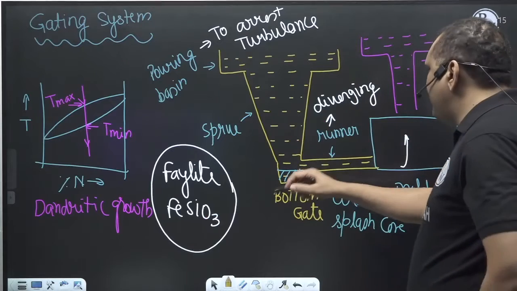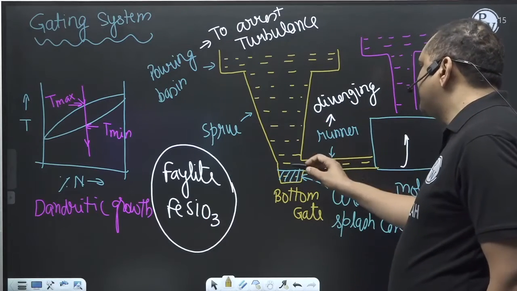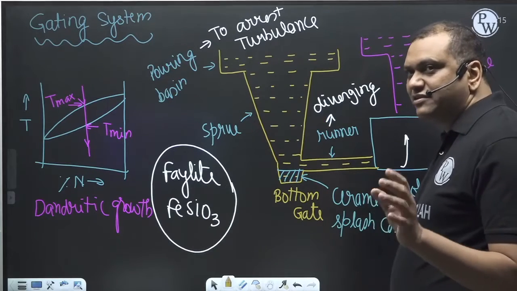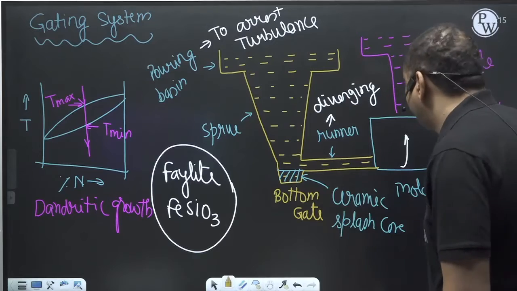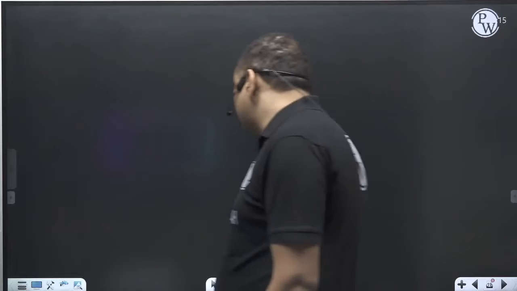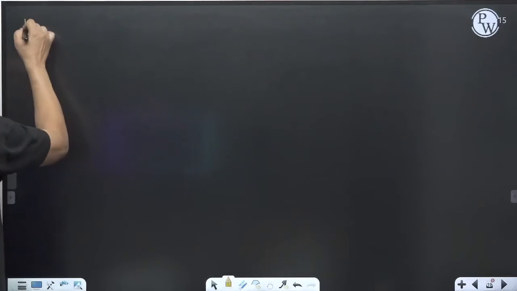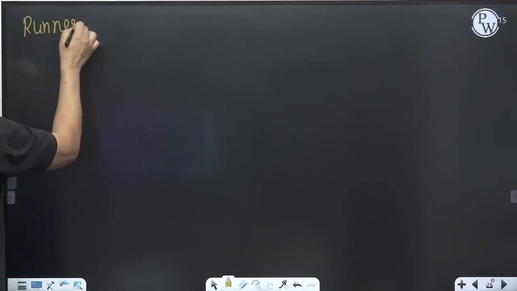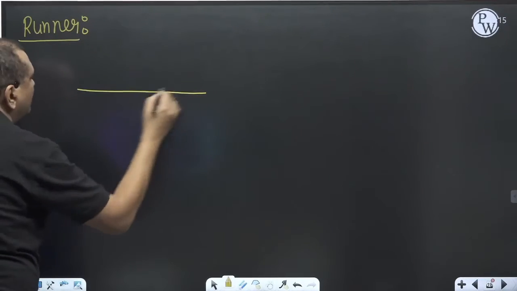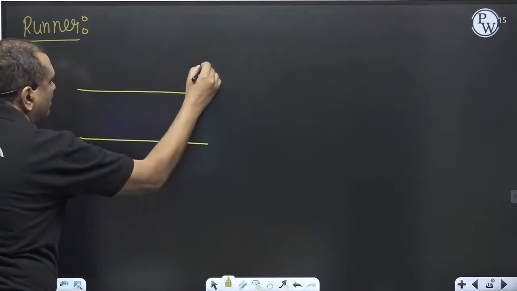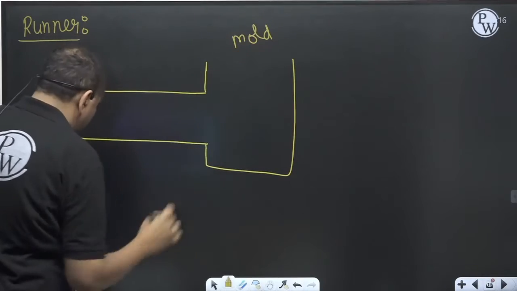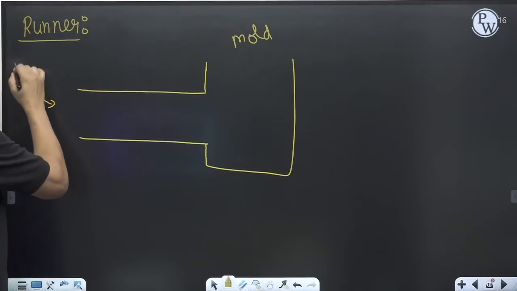In this gating system, I told you this runner will have a diverging cross-section. Why? Now let us look here. We are discussing the runner. Let us say this is the runner, and here is the mold cavity, and here is a sprue.